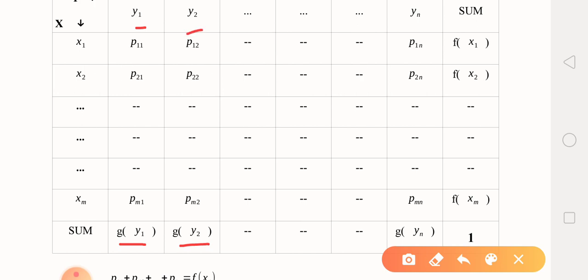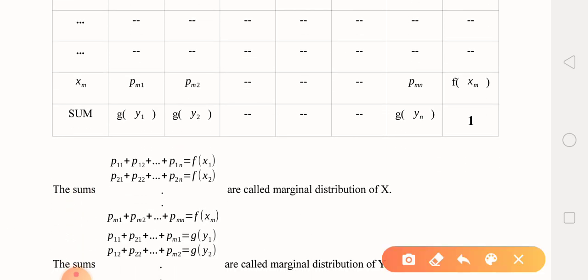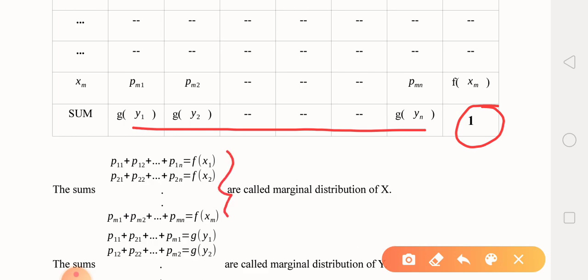So here the sum is the sum of all probabilities. So that sum must be equal to 1. And if you observe, the last row is also all probabilities. So the sum of all probabilities must be equal to 1.